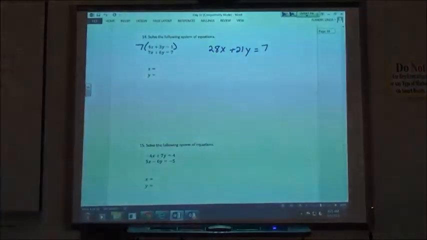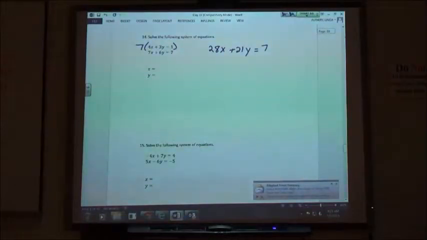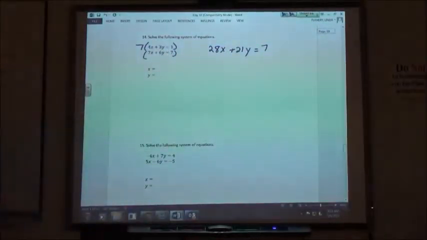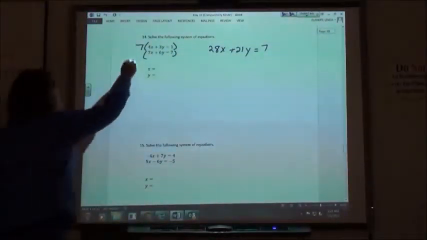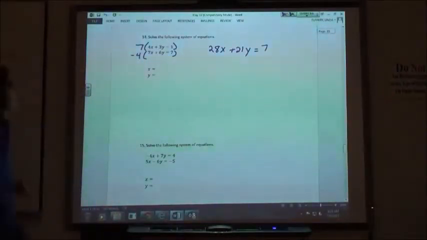We get 28x plus 21y equals 7, right? Yep. Now that means since we made the top one a positive 28, we want to make the bottom one a negative 28. What should we multiply the bottom equation by so that we get a negative 28? Negative 4. Negative 4, exactly. So then we're going to multiply everything in that bottom equation times negative 4.